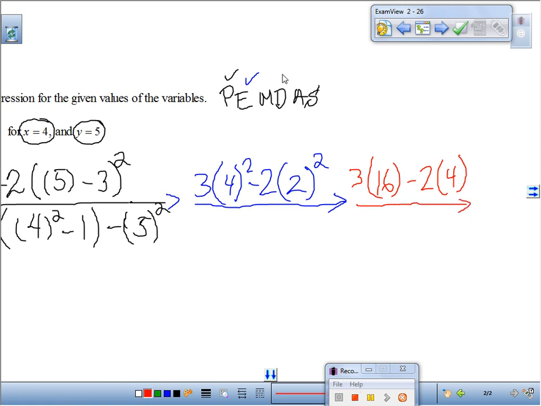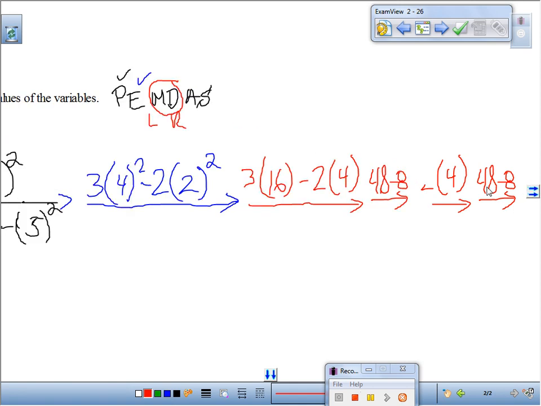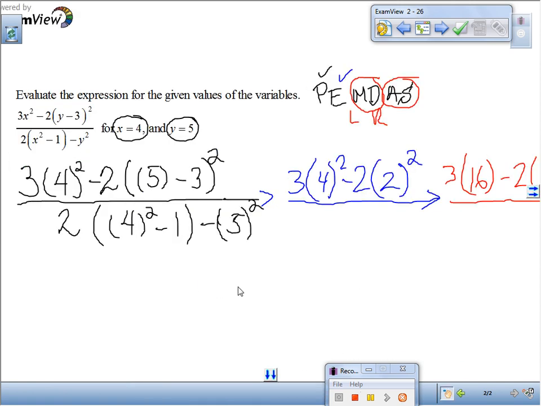All right. From there, you circle multiplication and division. Do we have that in the numerator from left to right? Yeah, so what is 3 times 16? 48. And what is negative 2 times 4? Negative 8. So what is 48 minus 8 at the end, because that's addition and subtraction? 40. Are we done simplifying the numerator? Yes. Now we go back and let's do the denominator from the beginning.